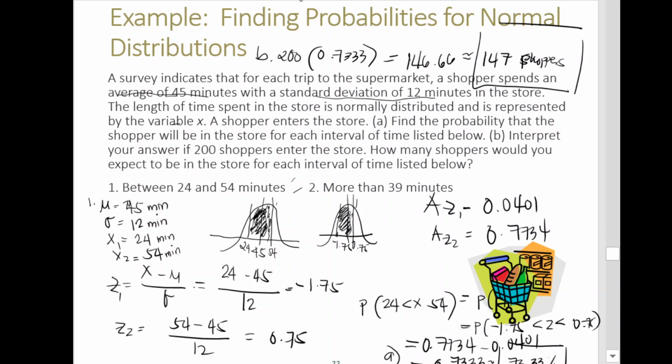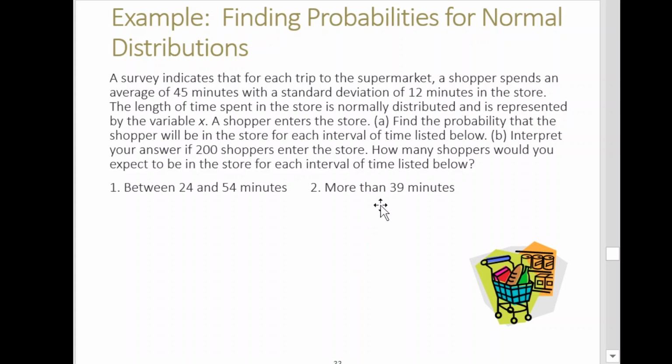Okay, next. So, let's just clear the screen para sa ating second part. Okay, so for our second part, so we have here more than 39 minutes. So let's indicate ulit again the given. Again, this is for your number 2. Indicate your given. Given is mu of 45, standard deviation of 12 minutes. Okay. Then x is 39 minutes.